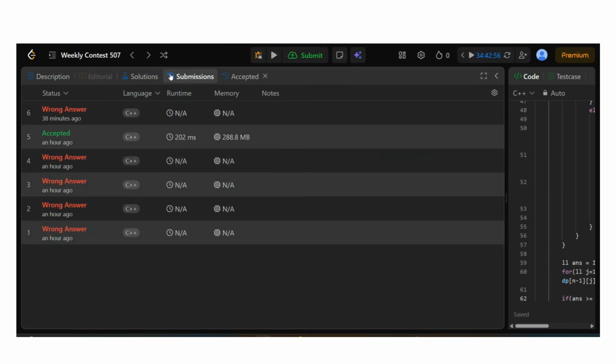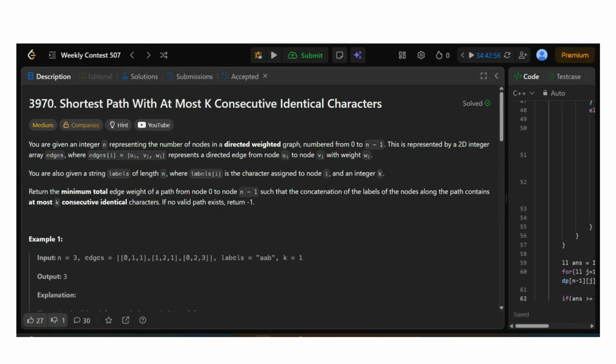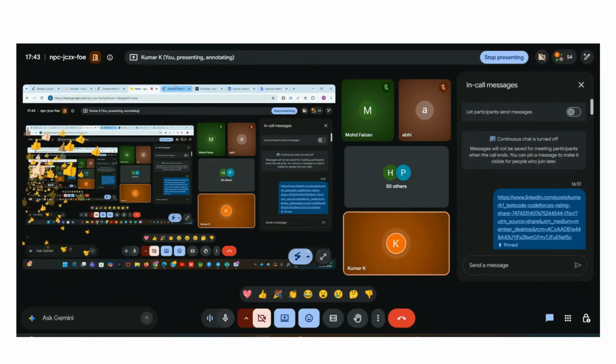Let me check my accepted submissions. Like I don't have full trust, so let me reload. I want to see my own code.